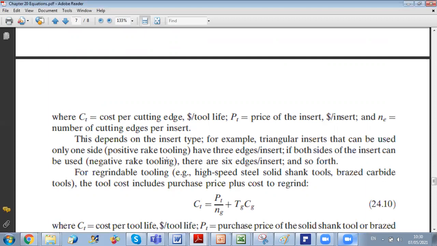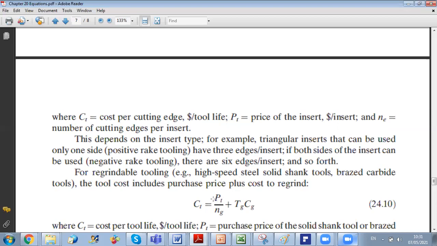So depending on the type of insert, when they give you a problem, they will tell you what is the type of insert, and if it can be used only from one side or from 2 sides. Based on this, you will decide on the number you will divide by. So in case it is a triangular insert with only one side, then you will divide PT by just 3. While if you can do operation on both sides, then you will divide PT by 6.